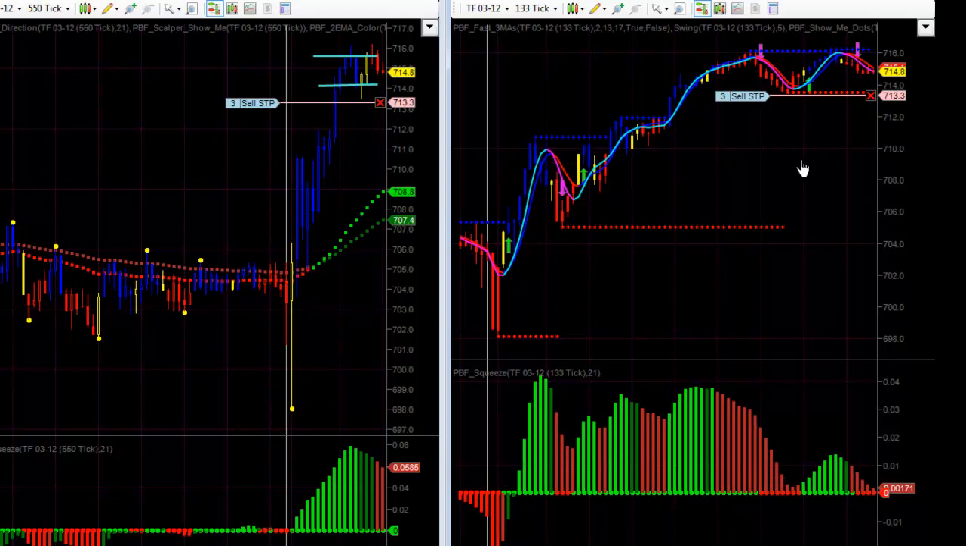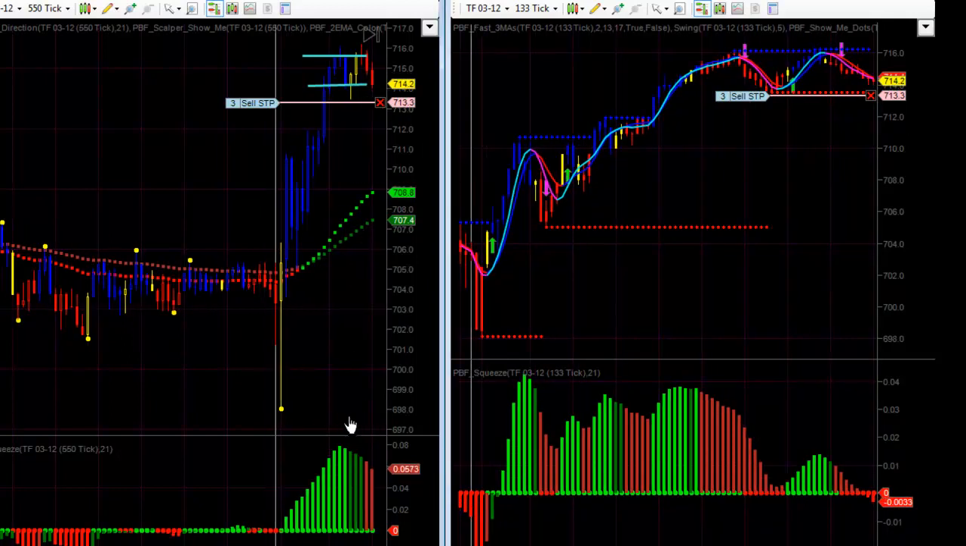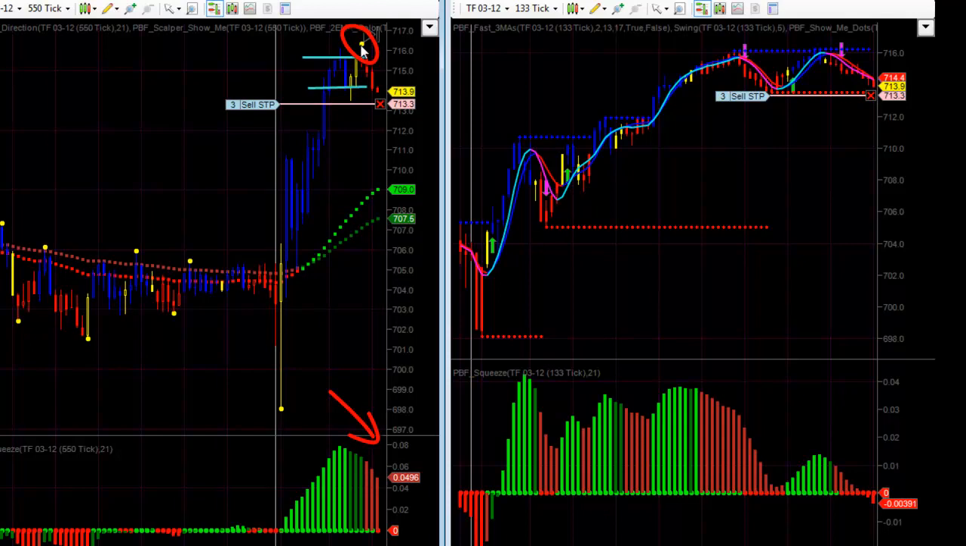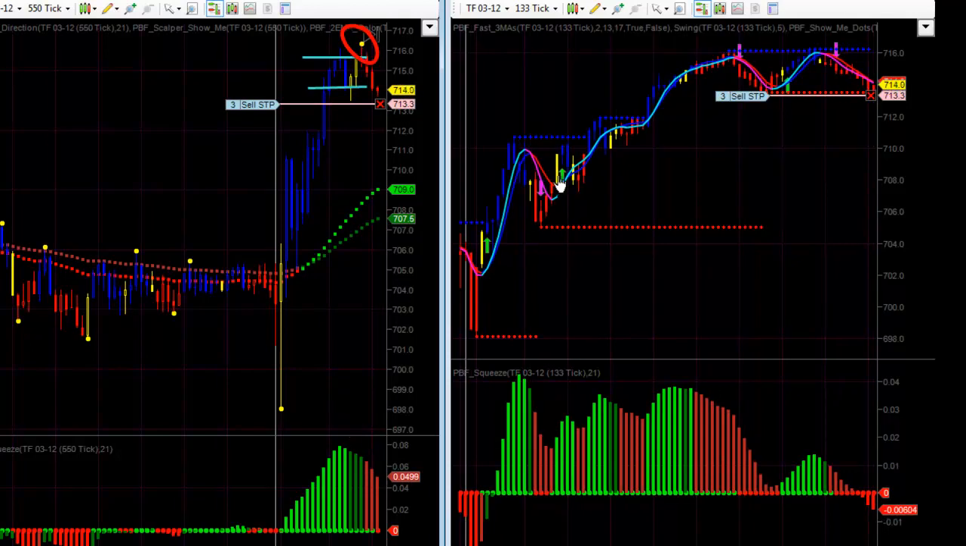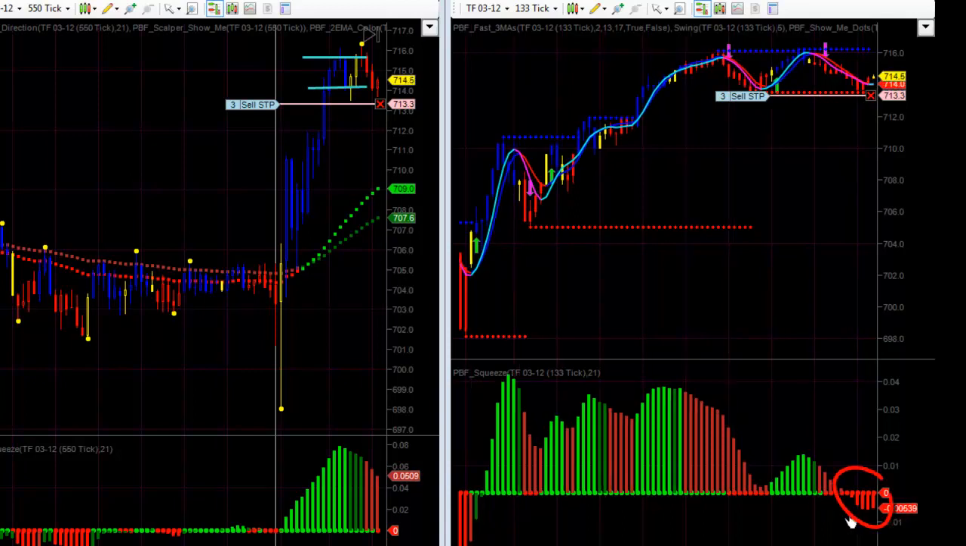Okay, again, big picture, markets are consolidating. The 1500T is consolidating. We're still blue. EMAs are still up, but right now the 550T is telling us that we do have a counter trend opportunity still forming. Okay, we got one of our show me dots. So we're still waiting for this to form. Okay, we also notice that the 133 squeeze is now underneath the bias line, another indicator to reinforce a possible counter trend trade.